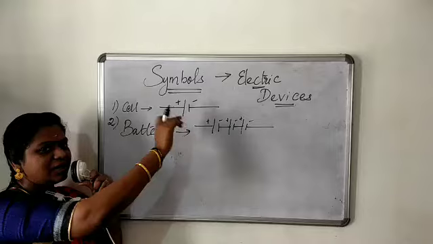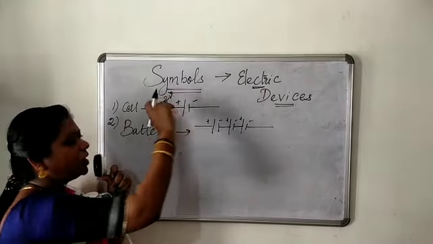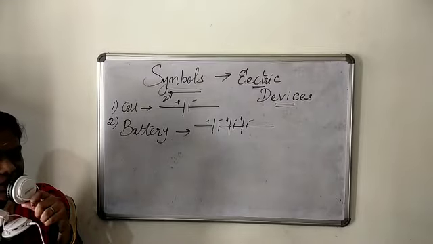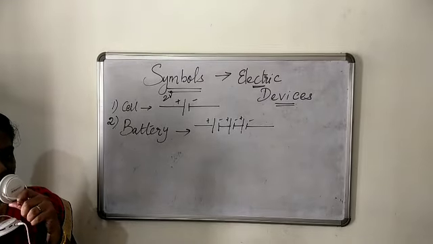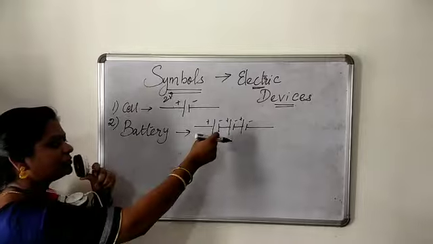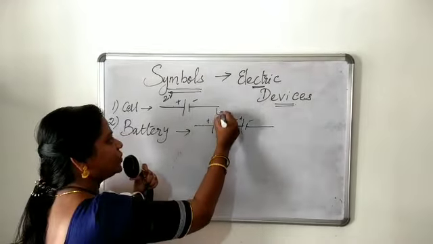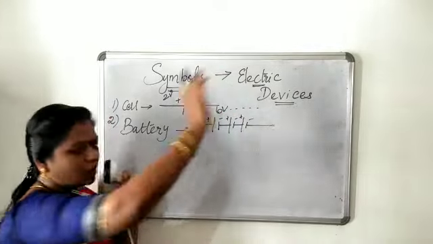The cell only gives 2 volts, not more than that. Suppose we are using 6 volts or 4 volts, then we have to use the battery. This is more than 2 volts, maybe it goes up to 6 volts, up to certain levels.